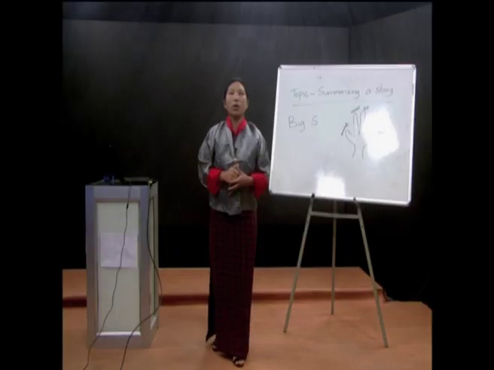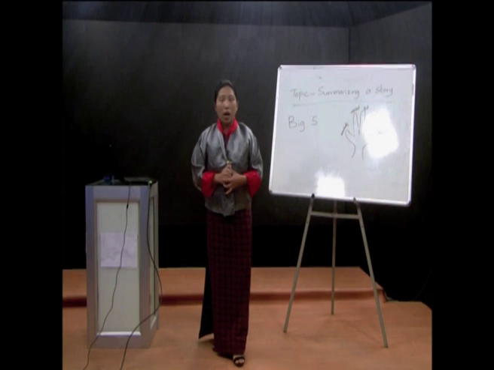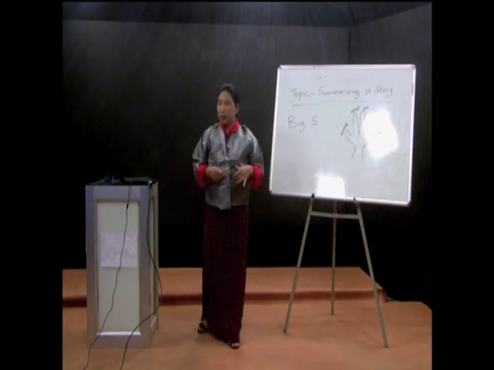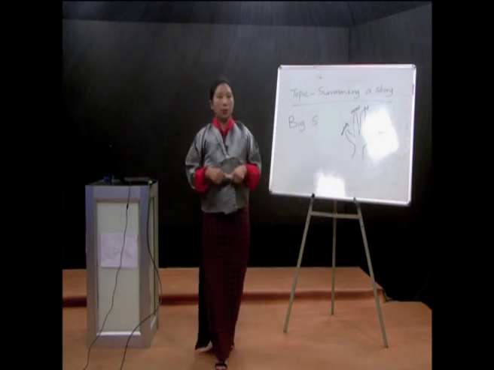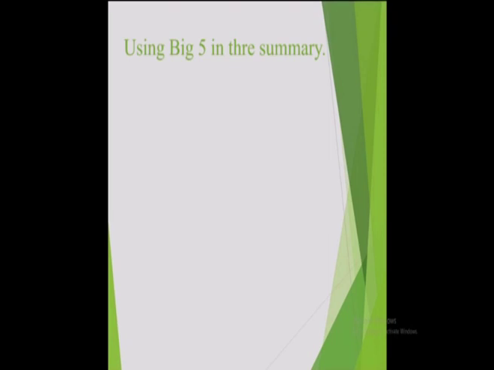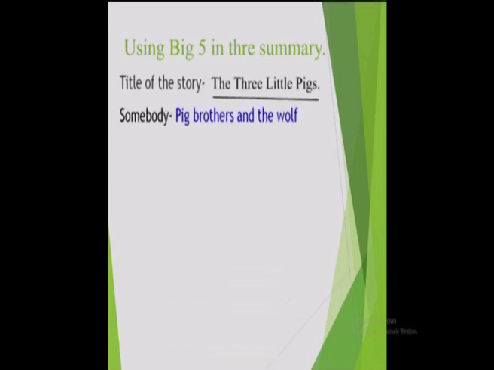So this is the story of The Three Little Pigs. I hope you read with me. Let us learn how these Big Fives are used in the summary. We have the title of the story, which is The Three Little Pigs. Then we have Somebody, which means the character in the story. We have the pig brothers and the wolf.